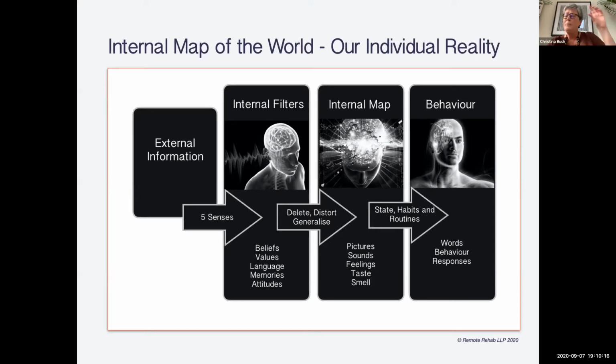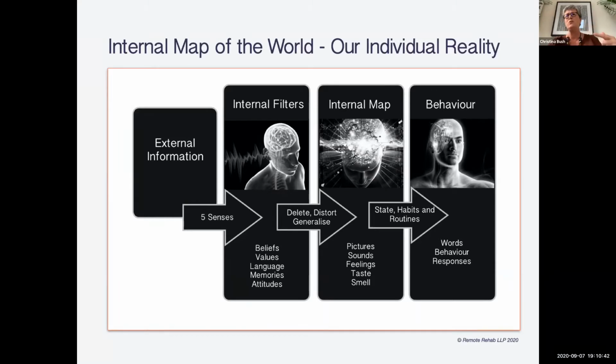So we have a particular preference for how we're seeking out information, but we also filter it through our values and beliefs. And what we basically do is we do three things. We delete information that has absolutely no relevance to us. So I delete the sound of my next door neighbours. Ian will delete the information about the light changing.